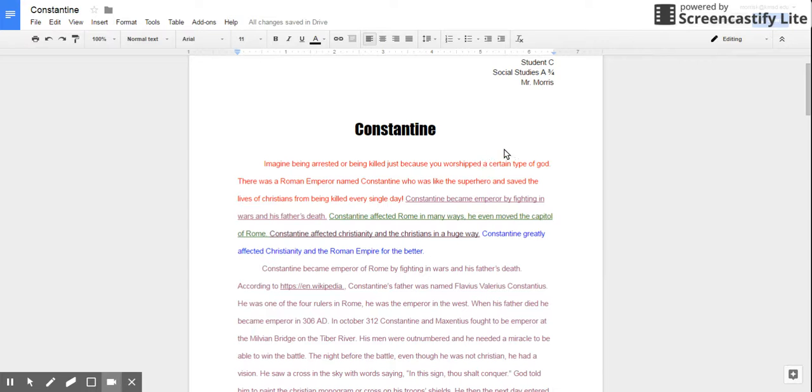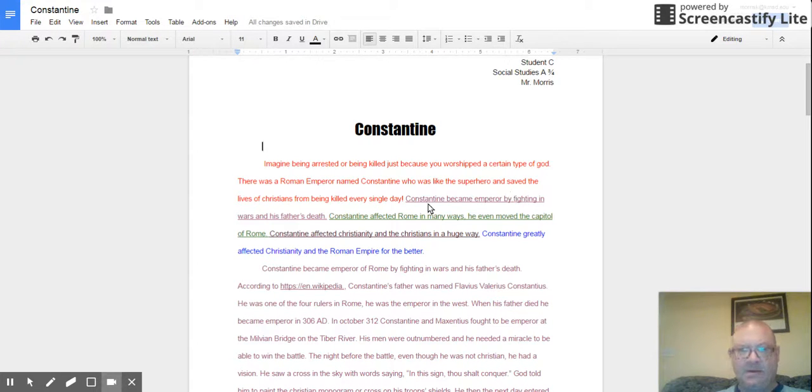So in my paper, this is where I talk about my supports. Okay, support 1: Constantine became emperor by fighting wars and his father's death. That would be one of my supports. My second support is Constantine affected Rome in many ways, and he even moved the capital of Rome. And my third support is Constantine affected Christianity and the Christians in a huge way. And then finally, I have my thesis. Constantine greatly affected Christianity and the Roman Empire for the better. Now, these things here, my 3 support statements, are going to prove that. Here's my thesis. Let's take a look at our template.